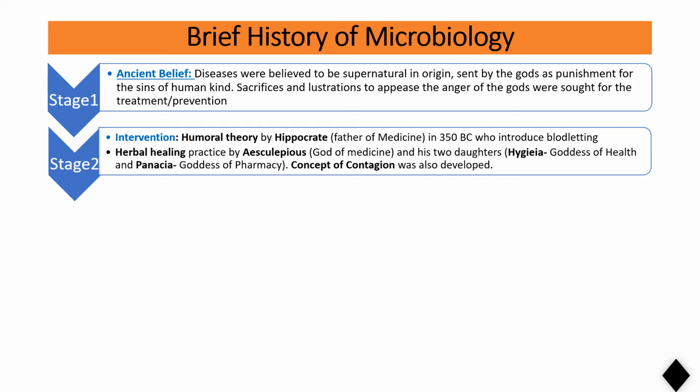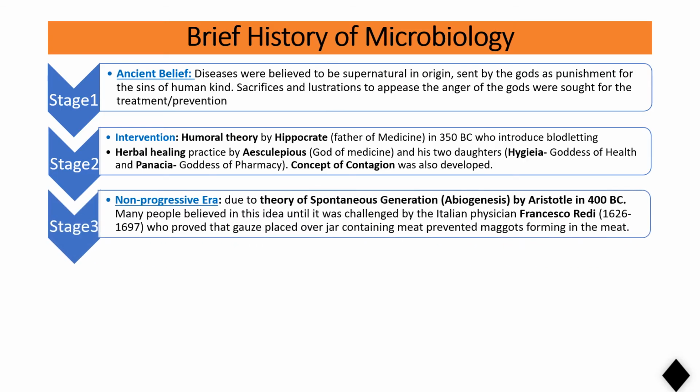during that period. Now, as if the knowledge of microbiology will progress very well, but then one important thing happened, which is a theory of spontaneous generation, or abiogenesis theory, introduced by Aristotle in around 400 BC, which prevent further progress in investigations toward discovery of microorganisms. The theory of spontaneous generation stated that living things develop spontaneously from non-living matter that is left standing.